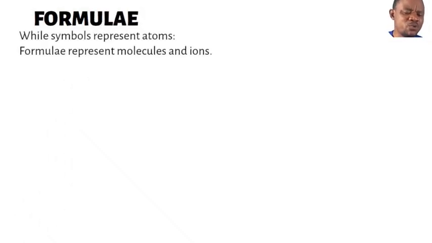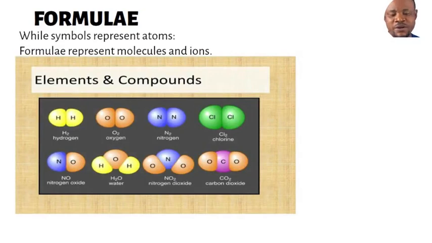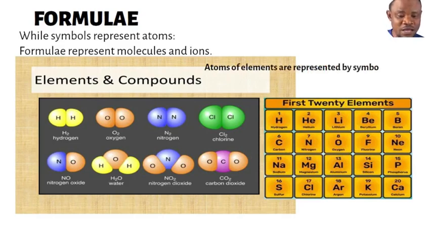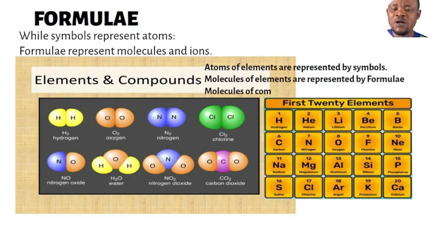Formulae. Formulae is the plural of formula. While symbols represent atoms, formulae represent molecules and ions. So here I have elements and compounds, and here I just have elements. So I can have molecules of elements and compounds, but I can only have atoms of elements because all compounds are made of more than one atom. So you see on this side I have the symbols, the formulae for compounds and elements. On this side I have symbols of what? Elements. Atoms of elements are represented by symbols, like I said.